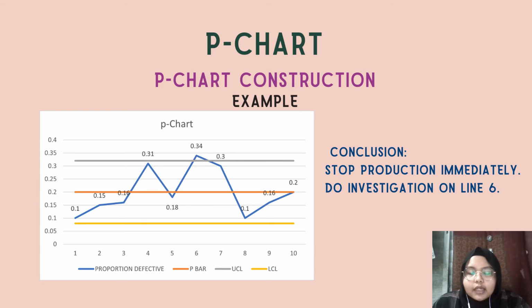And this is the P chart based on the table just now. From the P chart, I can conclude that the production must be stopped immediately and an investigation must be made on line 6, which is this one, because it is above the upper control limit line.